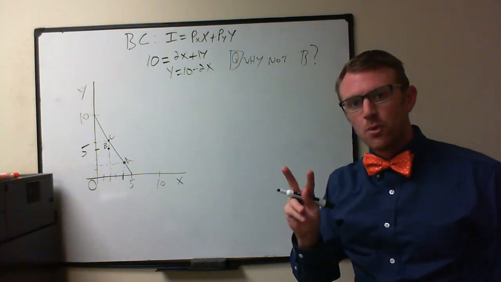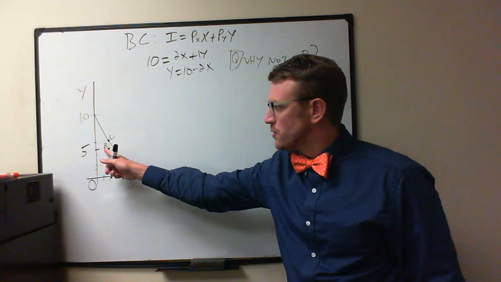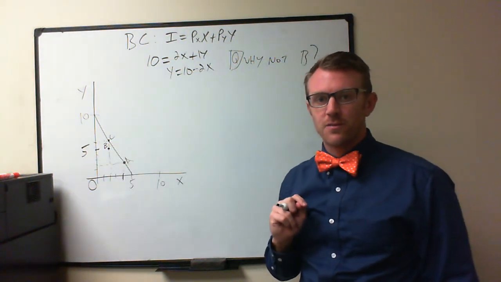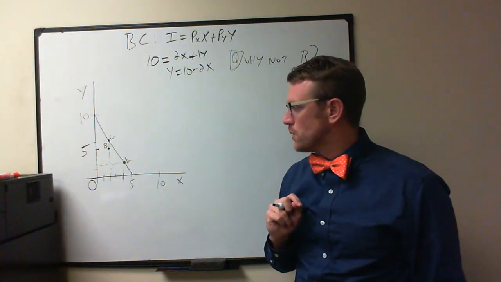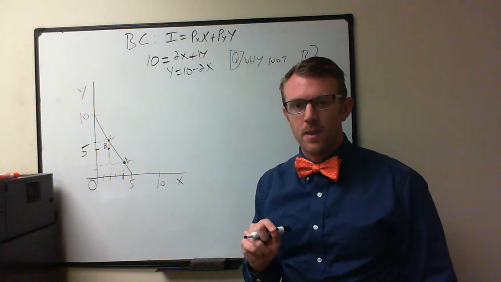Think about the two principles of utility that we've learned. Why would the individual not choose B at 5 units of Y and 2 units of X? Pause the video and see if you can answer that on your own.